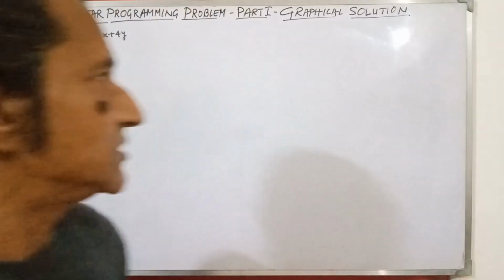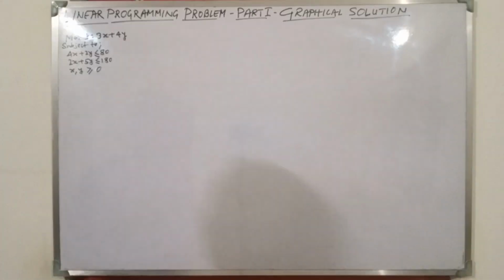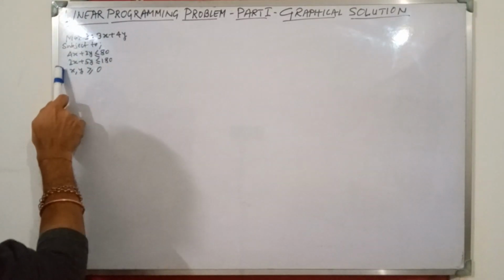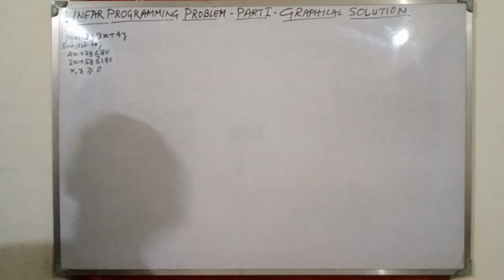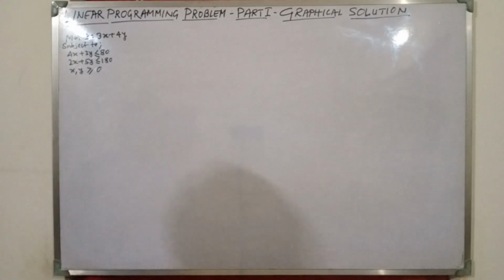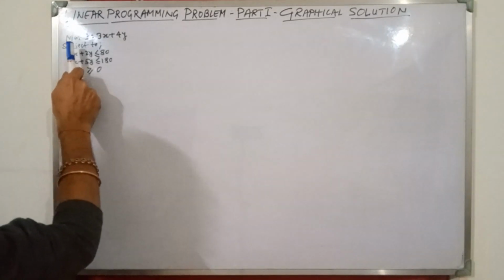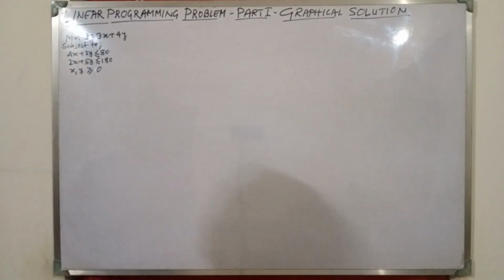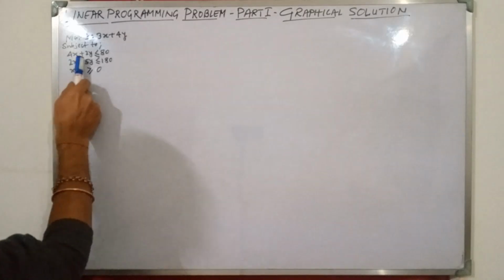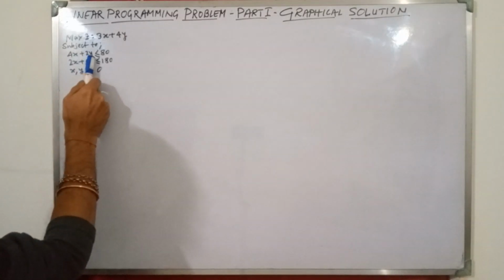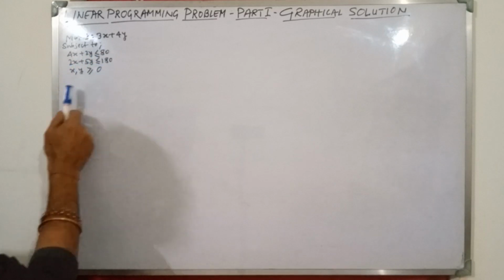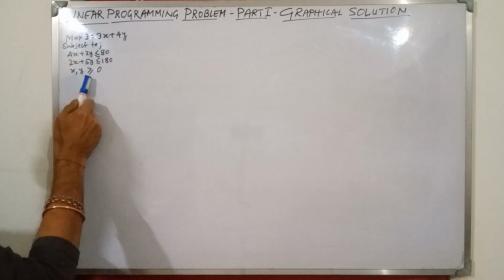Now, we shall solve one problem where we have one objective function and three linear constraints. The objective function is maximize z equals 3x plus 4y. Subject to the constraints 4x plus 2y less than or equal to 80, 2x plus 5y less than or equal to 180, and x and y greater than or equal to 0.